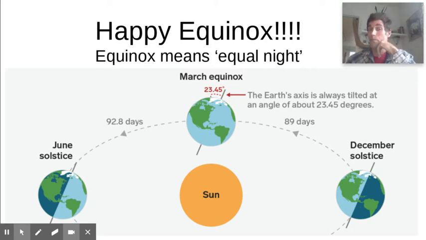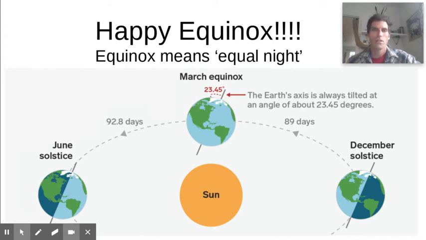If you've been paying attention, the days are getting shorter. The sunset is happening a little earlier every day, and the sunrise is happening a little later every day. So the days are getting shorter and the nights are getting longer. And yesterday was the day that it's exactly the same, 12 hours day, 12 hours night.